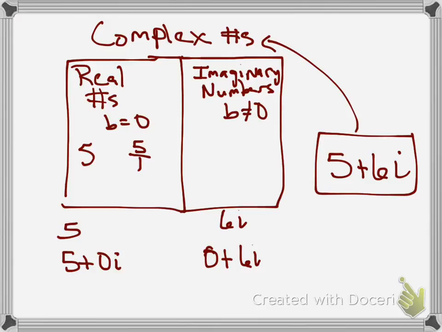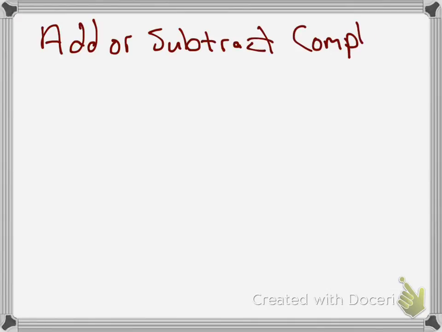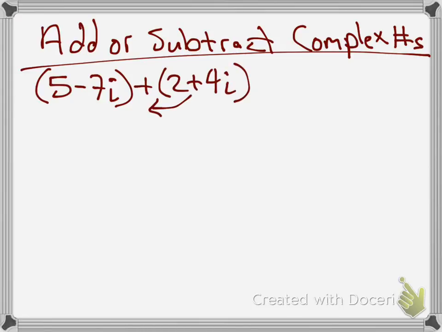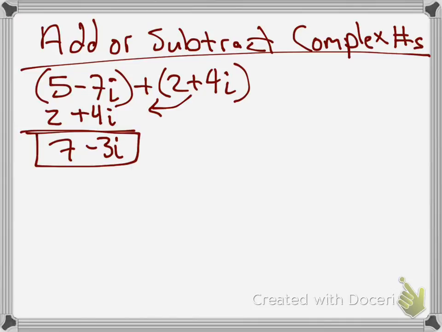Okay, so there's that. Now how do you add or subtract complex numbers? It's as easy as combining like terms. Okay, this is our last little bit to this. I'm only going to do 2 examples. So if you have something like this, 5 minus 7i plus 2 plus 4i, well, just put them under each other and line them up. 5 plus 2 is 7. Negative 7 plus 4 is negative 3. And you're done. It's 7 minus 3i.